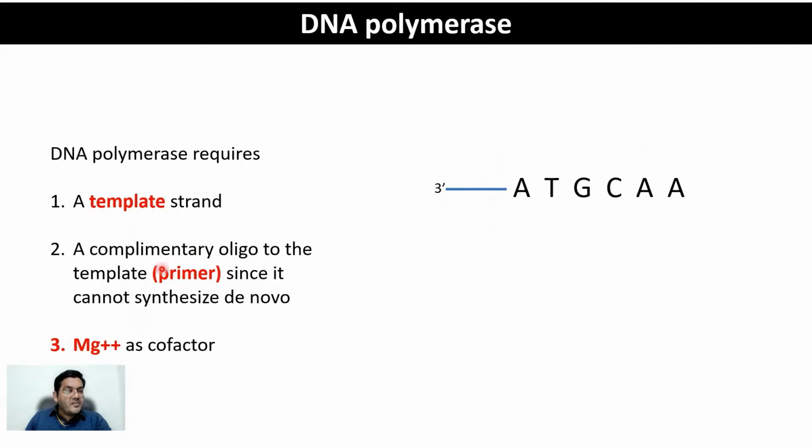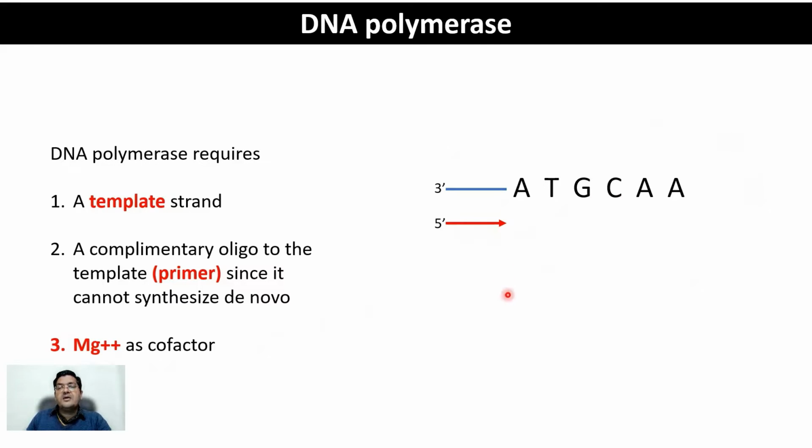This is known as a primer, since it cannot synthesize de novo. So here you have a primer. If you see here, the 5' end is present here, and the 3' end is where the extension of this primer is going to happen, and which nucleotide is going to be incorporated here would depend on what is the nucleotide on the template. A complementary nucleotide to this will be incorporated here. Third, of course, what is important is the presence of magnesium ion, which is required as a cofactor for DNA polymerase to function.